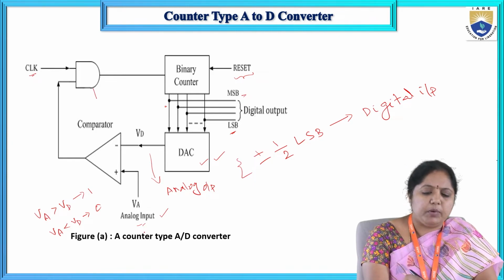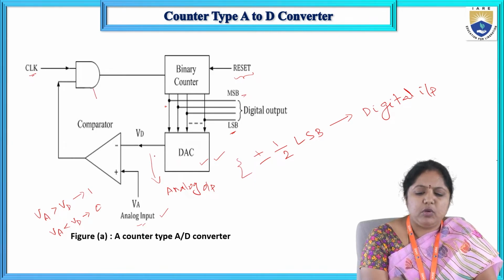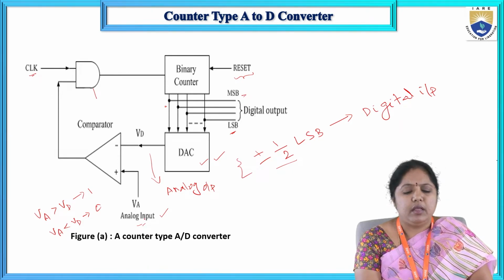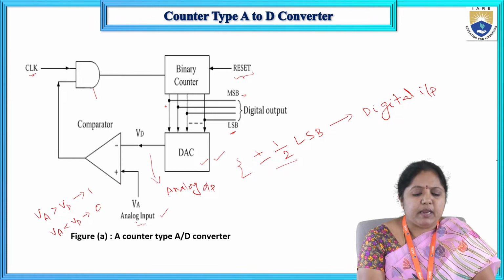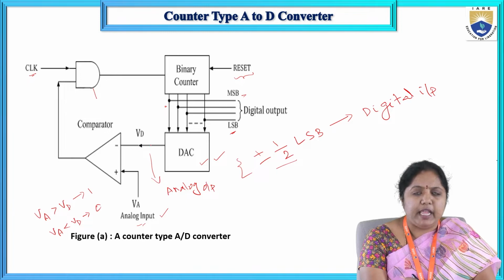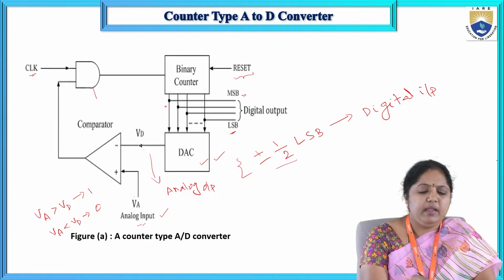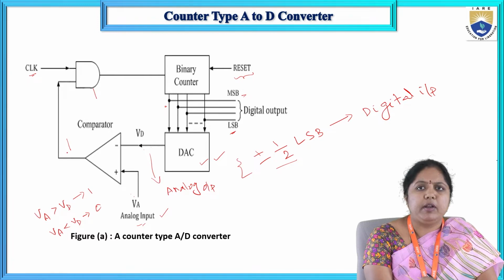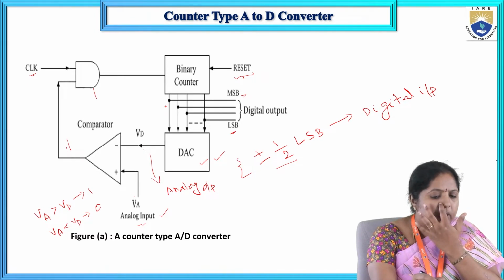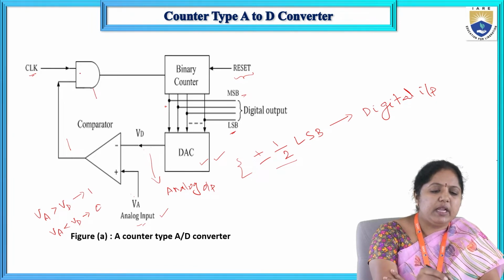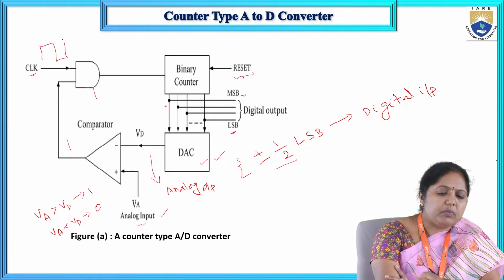After setting that, now I will give the analog input signal to the circuit. The DAC output is set to plus or minus half LSB. So the comparator will compare the analog input signal value with the DAC output value. If VA is greater than VD, then the output of this comparator is 1, and this output goes as the input for the AND gate. For this AND gate, we are giving the clock pulses.